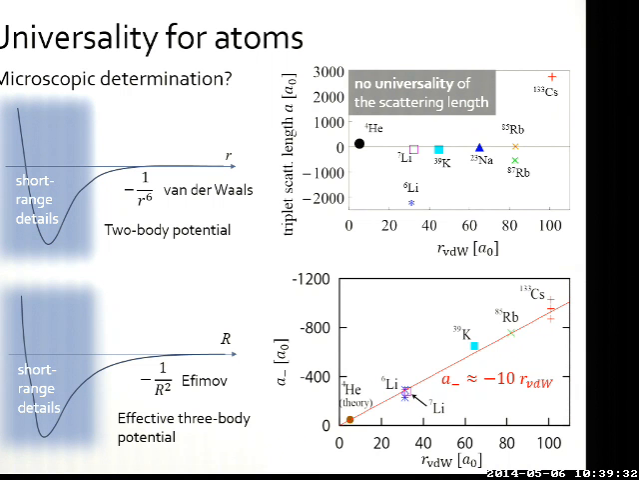But over the last few years, there have been experiments where they could actually measure this corresponding quantity A minus, and it was shown to correlate very well with the van der Waals lengths of these various atoms. More specifically, A minus is roughly equal to -10 times the van der Waals length. And this has been referred to as the universality of the three-body parameter.